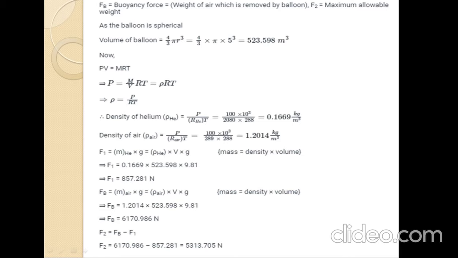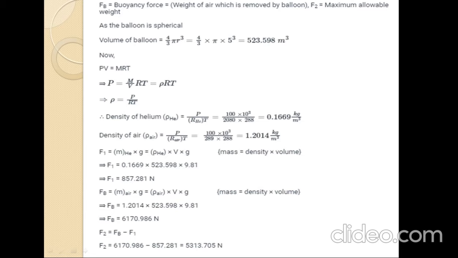Now consider the ideal gas equation. PV is equal to mRT. Taking volume to the right hand side, P is equal to rho RT, and rho is equal to P by RT. So the density of helium is P by RT. P is 100 into 10 to the power 3, upon the gas constant of helium, 2080, and temperature is 288 Kelvin. So the density of helium is 0.1669 kg per meter cube. And the density of air is 100 into 10 to the power 3 upon 289 into 288. So the density of air is 1.2014 kg per meter cube.